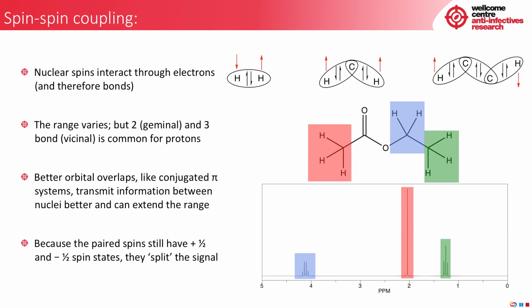Where orbital overlap is better, like in conjugated pi systems, the information is transmitted between nuclei better, and you can get longer range 4 or 5-bond couplings. And because all of these paired spins still have themselves a half and minus a half spin states, they then cause a split in the signal. And I'll now talk about what that means.